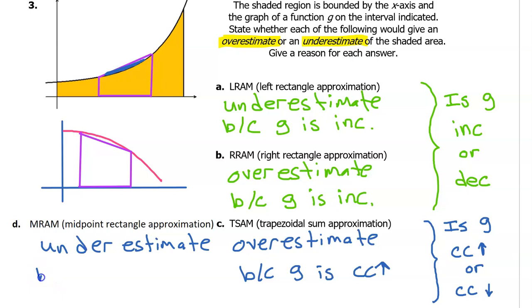And the reason will always be the same. For this actual example, problem number 3, it is because G is concave up. So if they ever ask you if MRAM is going to give you an overestimate or an underestimate, actually just draw a sketch and do the trapezoid sketch, and then the answer will be the opposite of what you see.